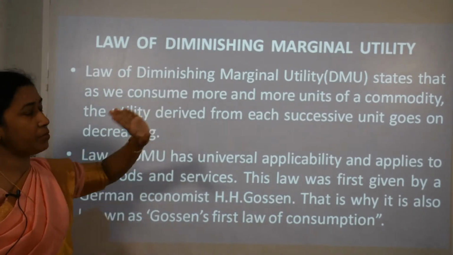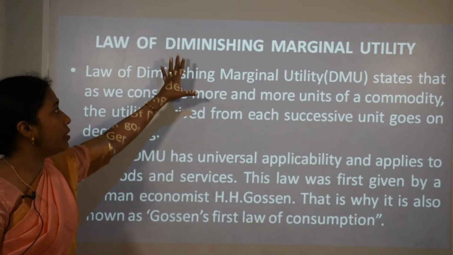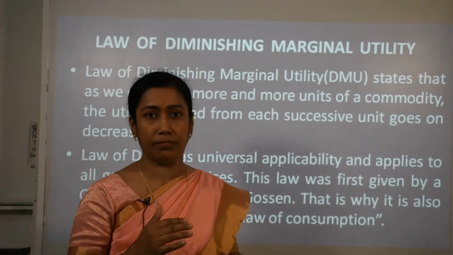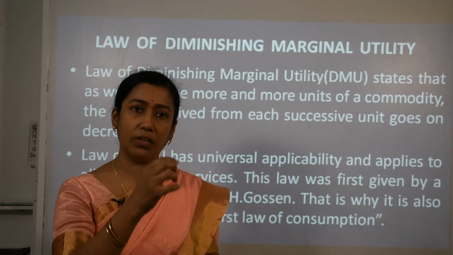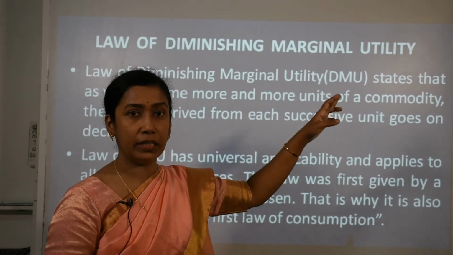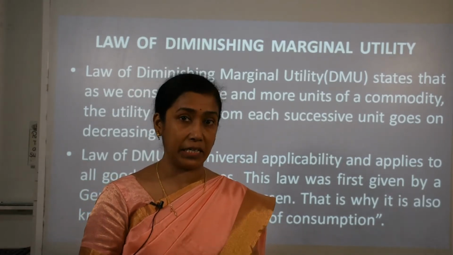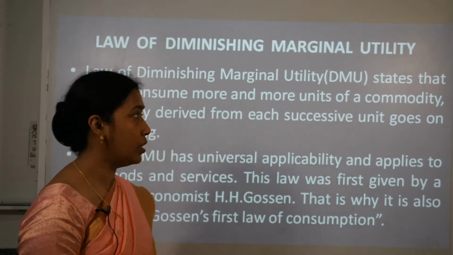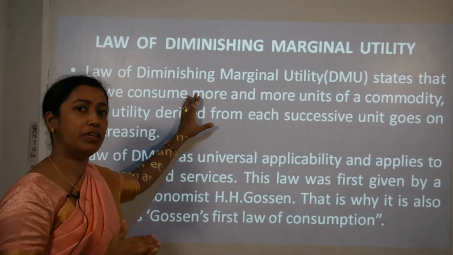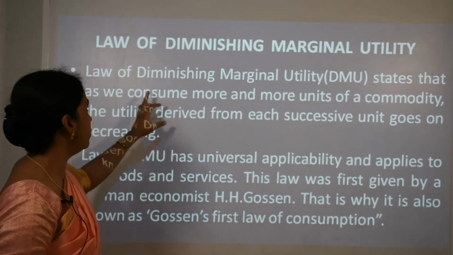Now, law means any kind of law which is made by certain economists. Diminishing means decreasing. Remember, diminishing means something which is declining or decreasing. When we say marginal utility, it is the marginal utility which we have discussed, that means marginal satisfaction. The satisfaction keeps on diminishing, keeps on decreasing. And why, that we will discuss here.